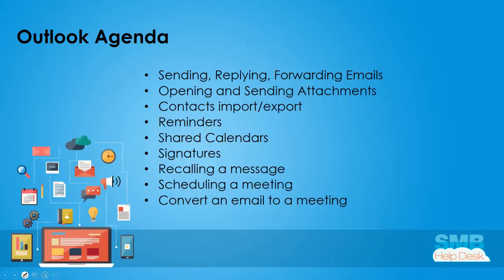We talked about recalling a message, which is very useful, especially if you have stale information or you sent it out with a typo that you read. I reread every email I send out. I don't know why. I reread it before and then after I send it out, but that's just how I do it. And if I find something, I recall that message, append it, or I just remove it. Scheduling a meeting, fairly straightforward, and converting an email to a meeting. So those are some of the topics we reviewed in Outlook.